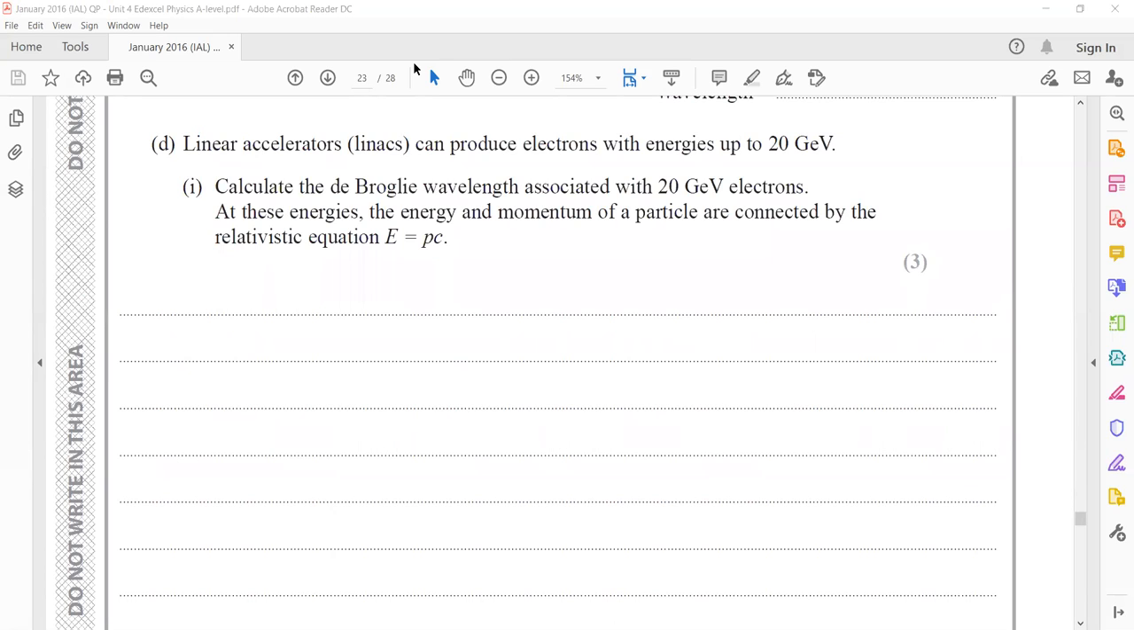In a linear particle accelerator, or linear accelerator, a LINAC can produce electron energy up to 60 giga electron volt.